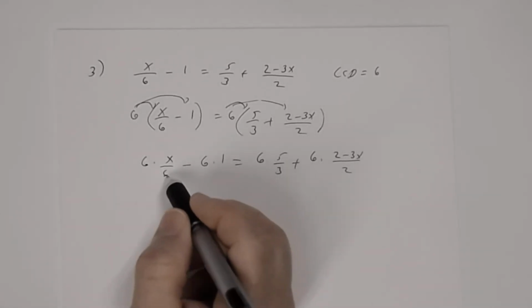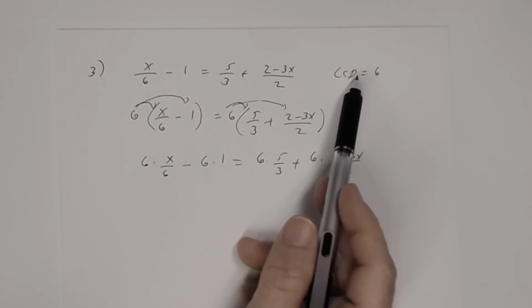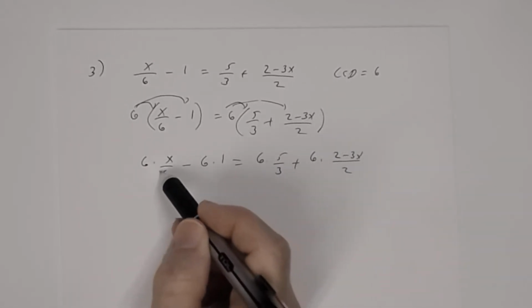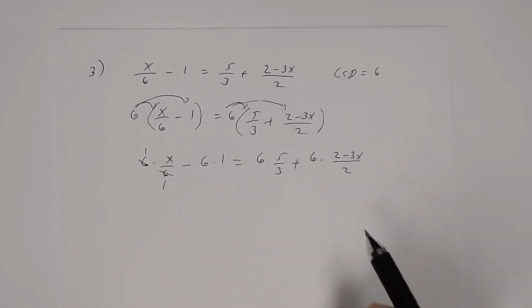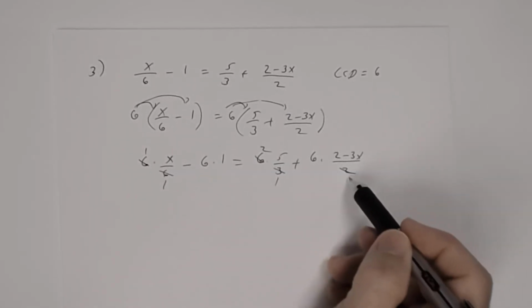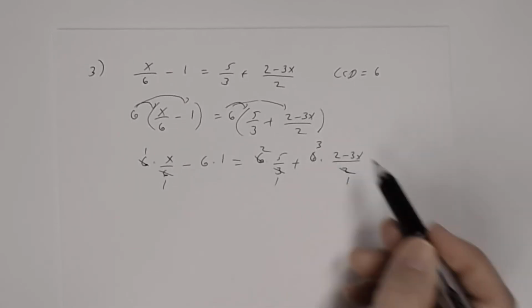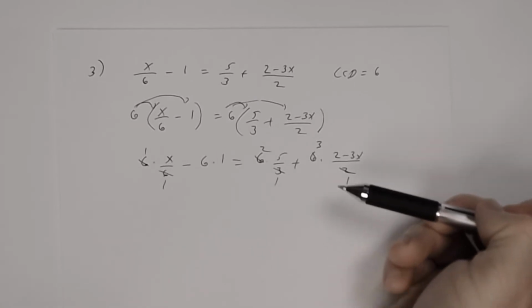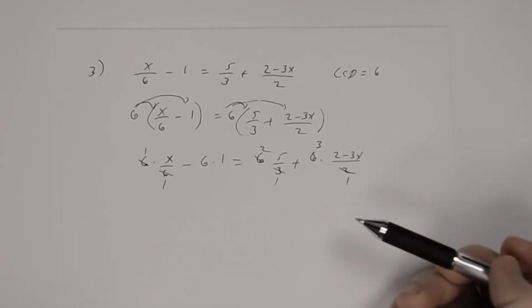Now let's reduce. Remember, the whole point of multiplying by the least common denominator is to get these factors to be 1s in the denominator. 6 into 6 is 1, 6 into 6 is 1. 3 into 3 is 1, 3 into 6 is 2. 2 into 2 is 1, 2 into 6 is 3. All right, so do the work just like this. Be organized with your thought processes.